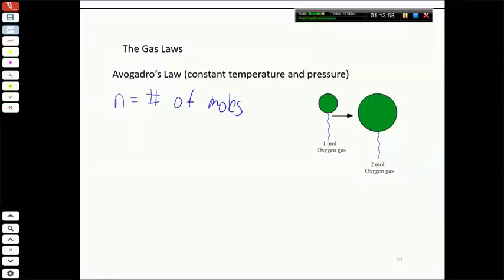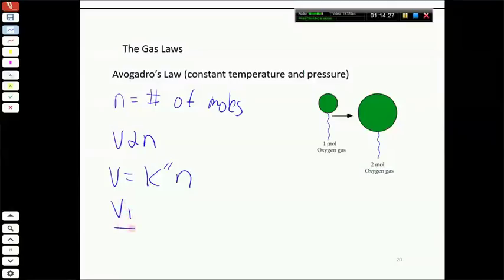His law is, I think, the most intuitive of them, which is that if we add more moles of gas to a sample, is the volume going to get bigger or smaller? Bigger. I think that should hopefully make sense. If we add more gas, the volume of the gas expands. So volume is proportional to number of moles, which means, if we want to write this as an equation, volume is equal to some constant times the number of moles, or more conveniently, setting two initial and final conditions equal to each other, V1 divided by N1 equals V2 divided by N2.